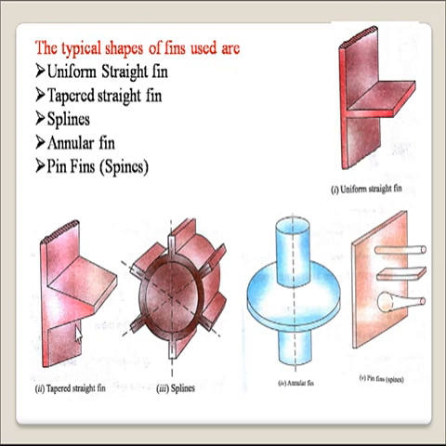And we have the second fin called the tapered straight fin. Then third is spline fins. Then fourth is annular fin, and last one is pin or pins, having different cross section areas. So it is like pins. That's why the name is pins.